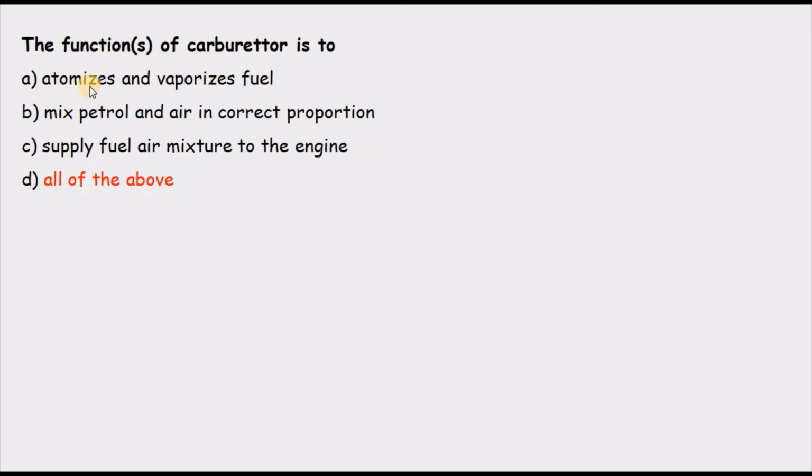We say a homogeneous mixture has to be supplied, and in order to ensure this, the fuel is made to come out of the jet in the form of a spray, and it is atomized. This atomization results in higher contact of the air and the fuel molecules, and thereby the fuel on the surface of the molecule absorbs more heat, and it gets converted into vapor. The function A, atomization and vaporization, is correct. Mixing the petrol and the air in correct proportion is also correct, and supplying the fuel and air mixture to the engine is also correct. So the correct answer is D, all of the above.